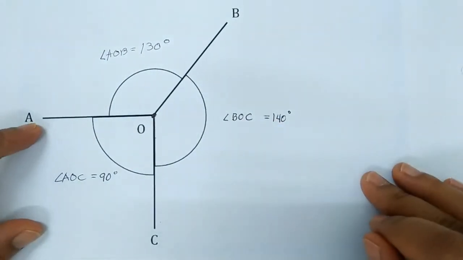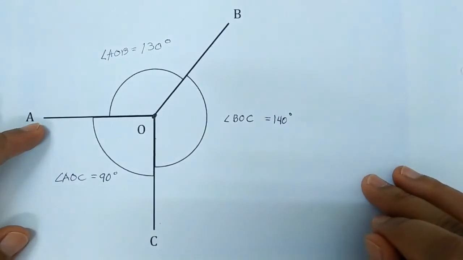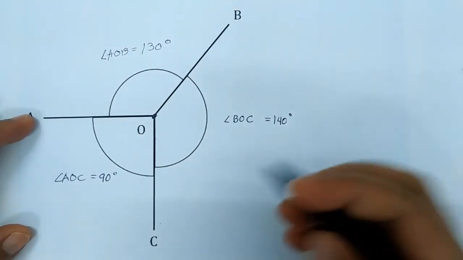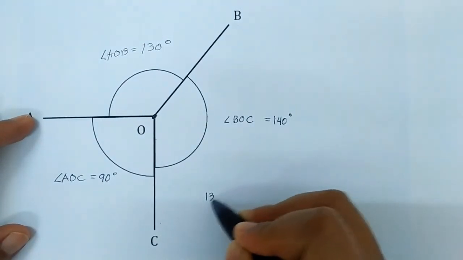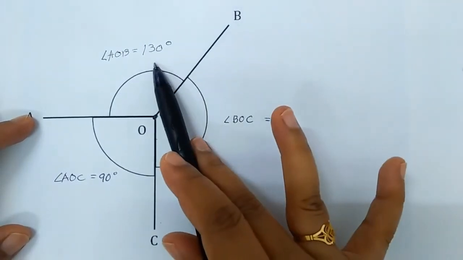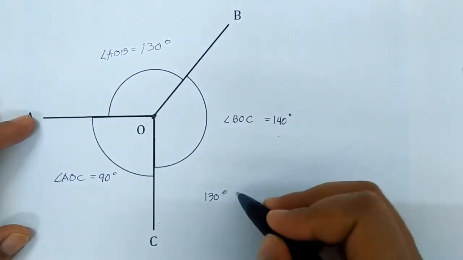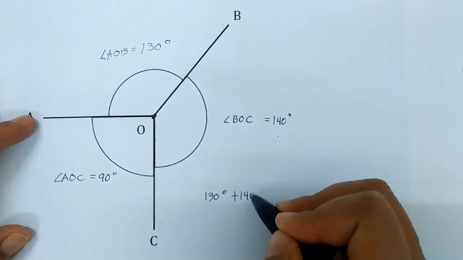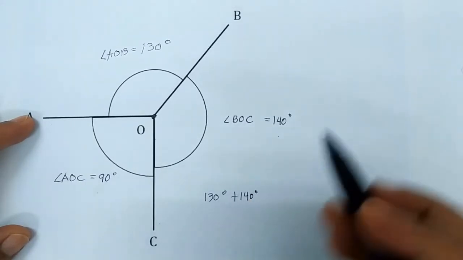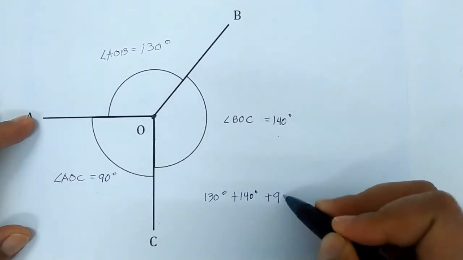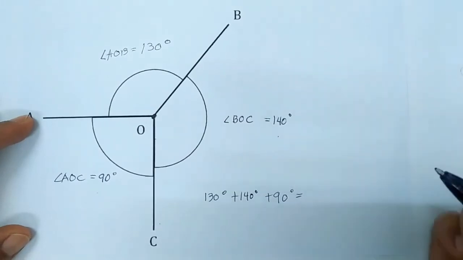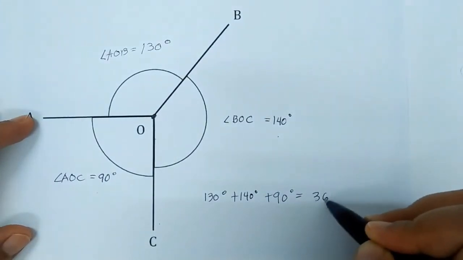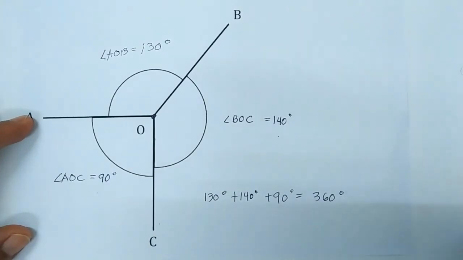So if we're going to find the sum, we're going to add all the angles. So 130 degrees plus 140 degrees plus 90 degrees is equal to, very good, 360 degrees.